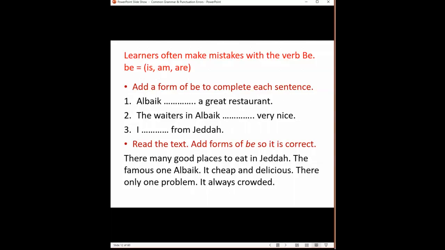Can I say there are many good places to eat in Jeddah? The famous one, Al Baik. Okay, great. So there are, it's cheap, delicious. Can I say it's cheap and delicious? Can I say there only one problem? Can I say it always crowded?